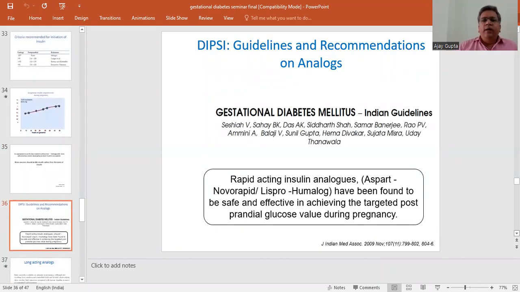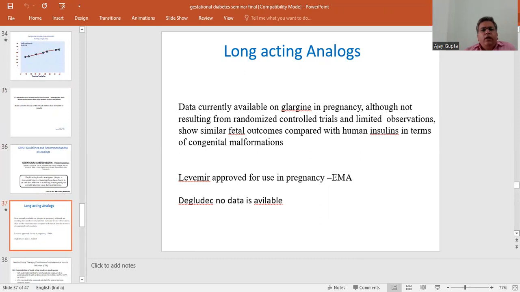So this is the DIPSI guideline and recommendation of the analogs, Gestational Diabetes Mellitus Indian guidelines. Rapid-acting insulin analogs, aspart, NovoRapid, or lispro, have been found to be safe and effective in achieving the target postprandial glucose level during pregnancy. But ideally, human insulin should be used. But the recent guideline says these analog insulins can also be used because they have not been demonstrated to have any side effects. Coming to the long-acting analogs, data currently available on Glargine in pregnancy, although not resulting from randomized controlled trials, are limited observational data that show fetal outcomes are comparable with human insulin in terms of congenital malformation. Levemir has also been approved for pregnancy by the European Medicines Agency, but for newer insulins like degludec or U300 Glargine, which are available in the market, no data are available, so they have to be avoided.